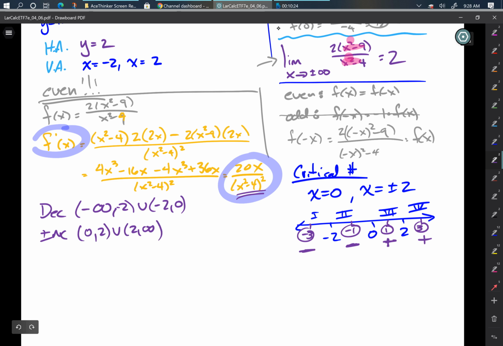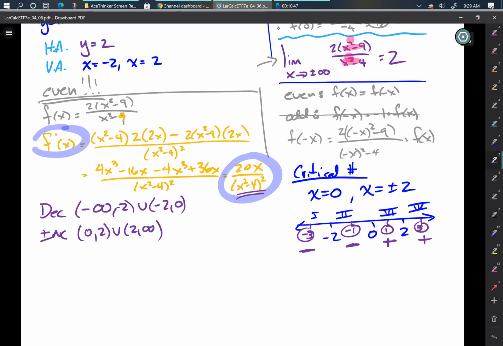Now, if you're wondering why I didn't combine those and make that one big interval from negative infinity to 0, it's because at negative 2 there's a vertical asymptote. And so there is a discontinuity. Negative 2 is not in the domain of the function, so I can't say it's decreasing at a value that's not in the domain of the function. It doesn't work like that.